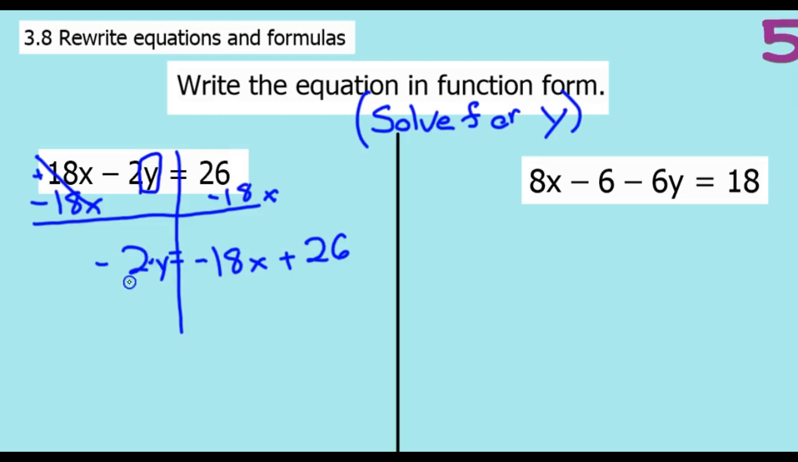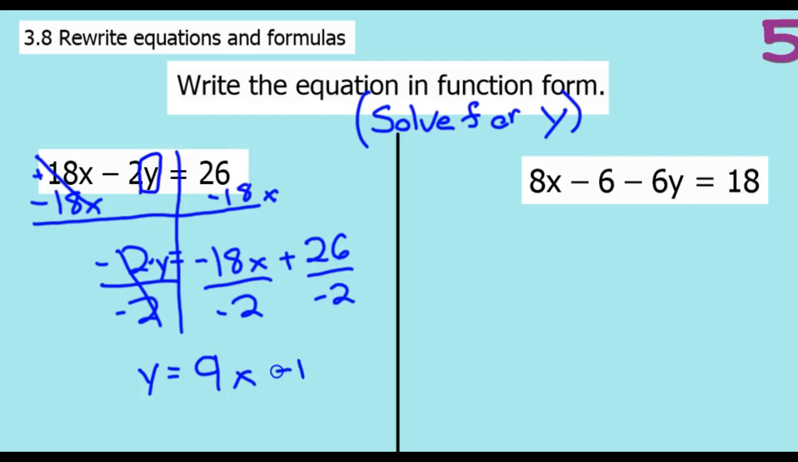So that means I'm multiplying. So the opposite of that is divide. So I'm going to divide by negative 2. When I divide it by everything, I get y equals negative 18 divided by negative 2. Two negatives when I'm dividing make a positive. 18 divided by 2 gives me 9. Now 26 divided by negative 2 is going to give me a negative 13. My answer is y equals 9x minus 13.